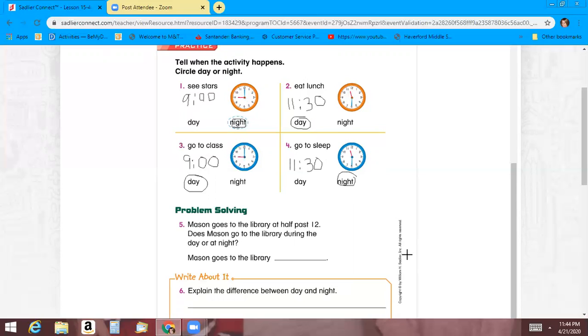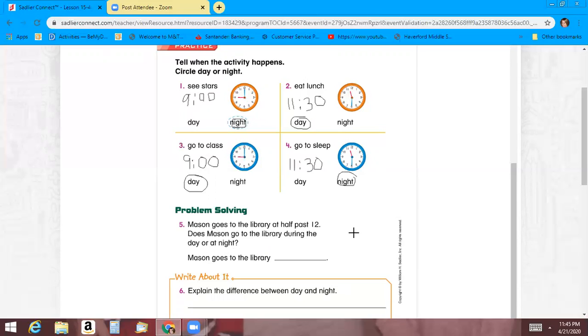So for number 5, let's take a look at our problem solving question. Mason goes to the library at 12:30. Does Mason go to the library during the day or at night? Well, if it's 12:30, I know that my hour hand, our short hand on our analog clock, is going to be between the 12 and the 1. And my minute hand, because it's half past the hour, is on the 6. So I know it's 12:30. I'm seeing that in my head.